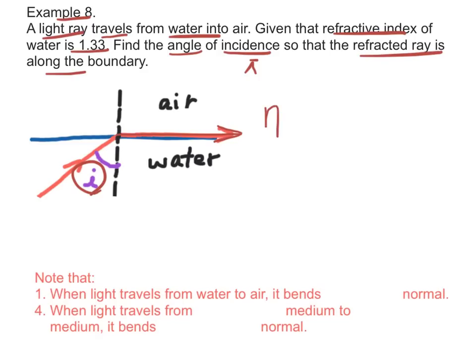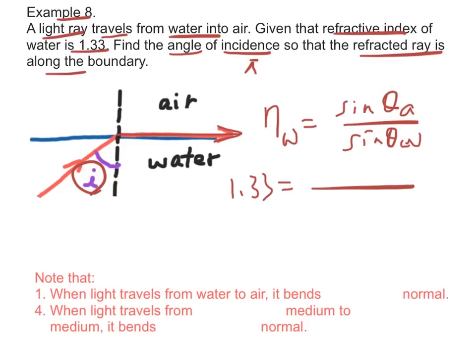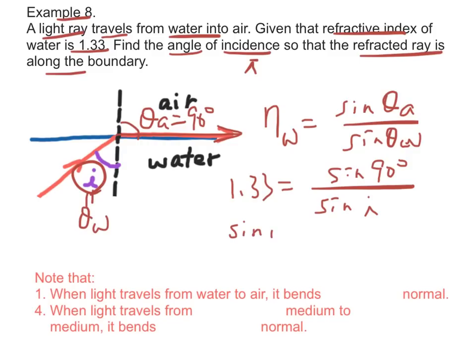By applying n_W equal to sine theta A over sine theta W, we have 1.33 equal to sine 90 degrees, because theta A is 90 degrees, over sine I, because I is equal to theta W. Therefore, we have sine I equal to 1 over 1.33, implying I equal to 48.8 degrees.